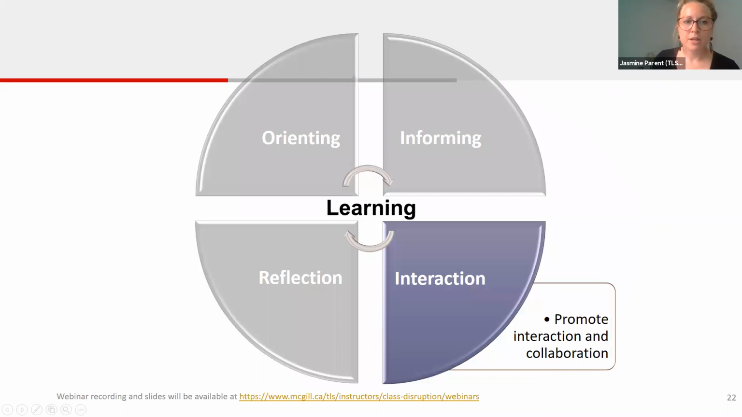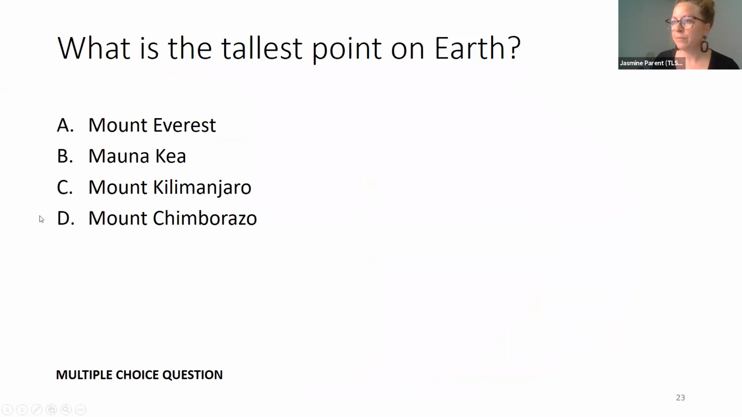So moving on, you can also design questions to promote peer-to-peer interaction and then use it as a sort of springboard for activity. So for example, I'm going to ask you a question here. What is the tallest point on Earth? And I'm going to give you just a few seconds to respond. Just answer what your initial reaction is. Don't think about it too much. And I'm going to close the poll and we're going to do a little activity.